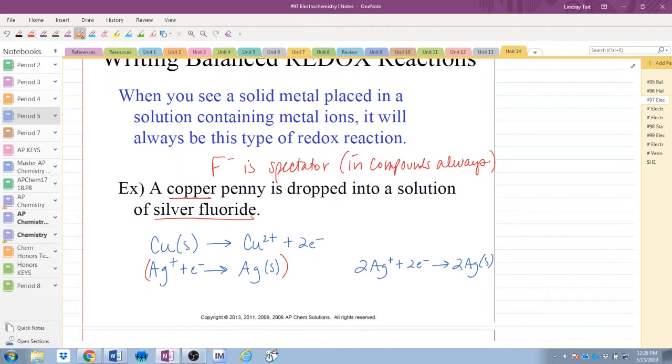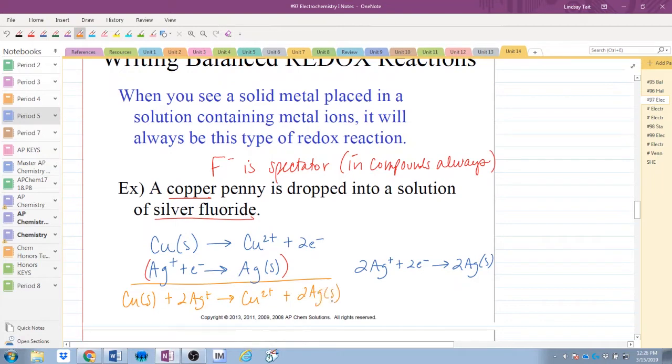So then last step is add it all together. And when I add it together, I will end up with solid copper plus 2 aqueous silver ions yields copper ions plus 2 silver atoms, because the only thing canceling out were my electrons. So that's just how you write a balanced redox reaction.